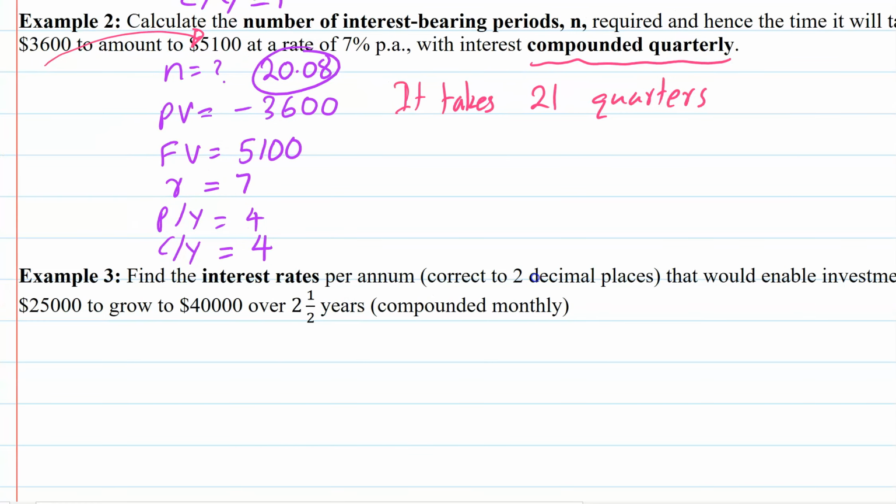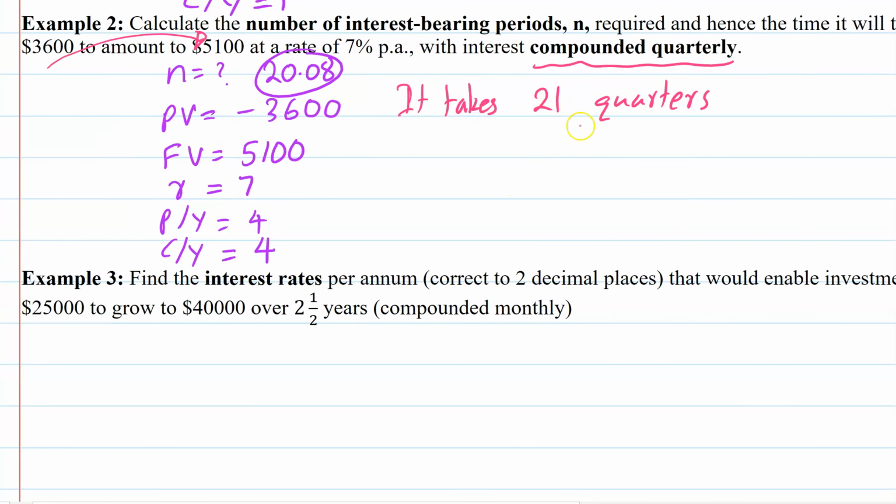Okay, I think it's very clear. You can even convert this into years. How many quarters a year? 4. You can divide this by 4 and write down there are 5 years and a quarter. So that's my answer: 5 and a quarter years.